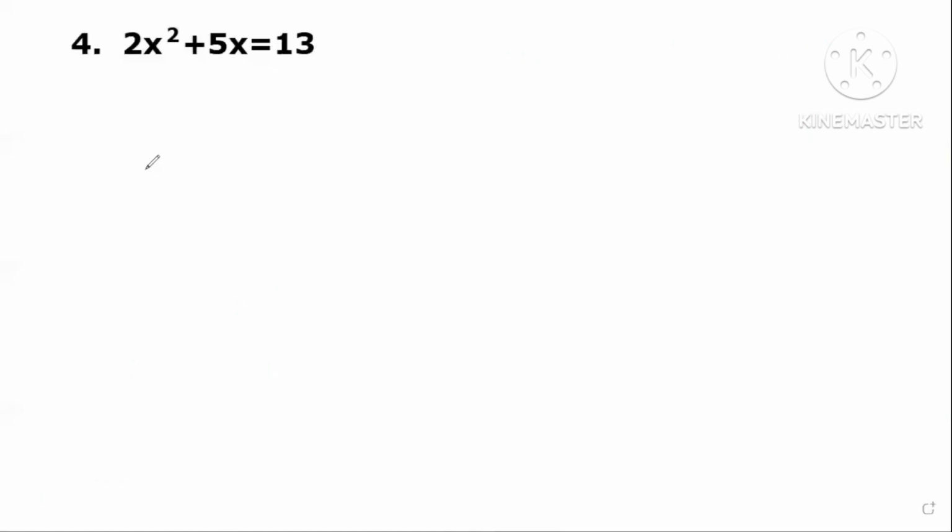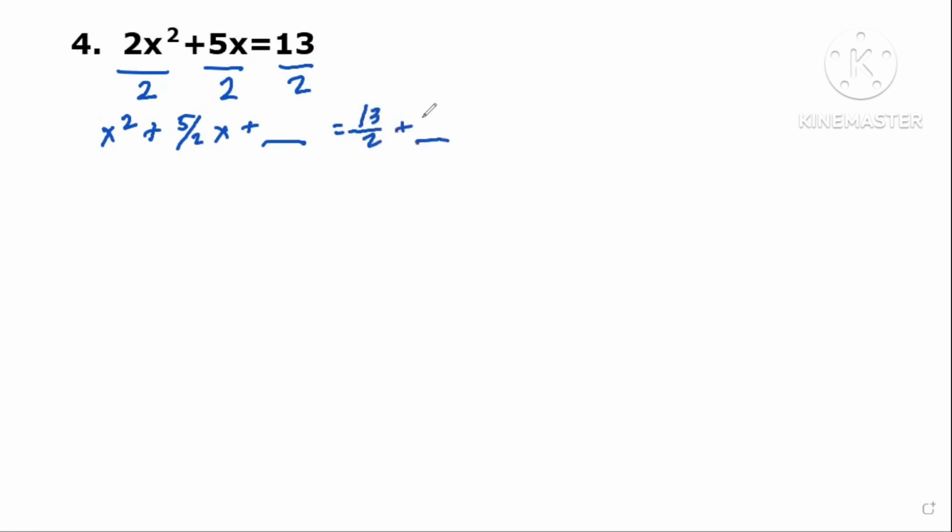And that's it, no? Before you're given 2x squared plus 5x equals 13. So what if a is not equal to 1? Anong gagawin dito? So lahat ng pwede nyo ma-encounter nandito na, no? So first divide each term by 2 para maging 1 ang a. So we have x squared plus 5 over 2 x is equal to 13 over 2.